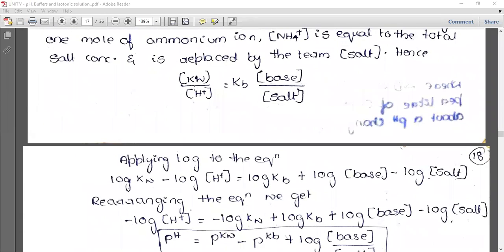Okay, apply log for these, we get log Kw. Since this is in the form log m by n, it becomes log m minus log n. So log Kw minus log H plus is equal to log Kb plus log of base minus log of salt. Just rearrange the equation, we are taking this log Kw to the right hand side. So minus log H plus is equal to minus log Kw, because it's coming to the other side, plus log Kb plus log base minus log salt as it is.